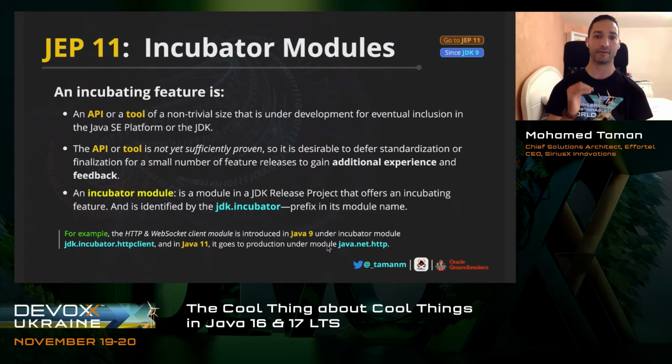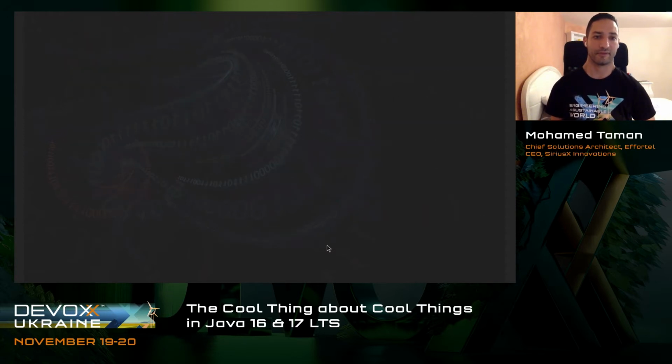So any incubator modules should be prefixed with jdk.incubator and then the module name. And when you try to use it, you will get warnings from the compiler that you are using something in an incubator module, so you shouldn't rely on it, as there might be changes in the future. So the same as preview features.